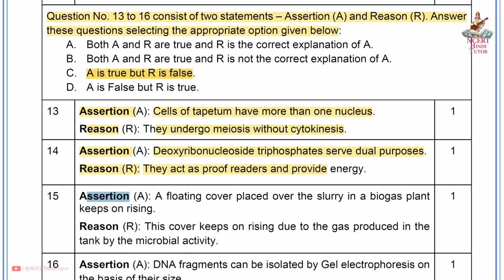Question 15. Assertion A. A floating cover placed over the slurry in a biogas plant keeps on rising. Reason R. This cover keeps on rising due to the gas produced in the tank by the microbial activity. Answer A. Both A and R are true and R is the correct explanation of A.